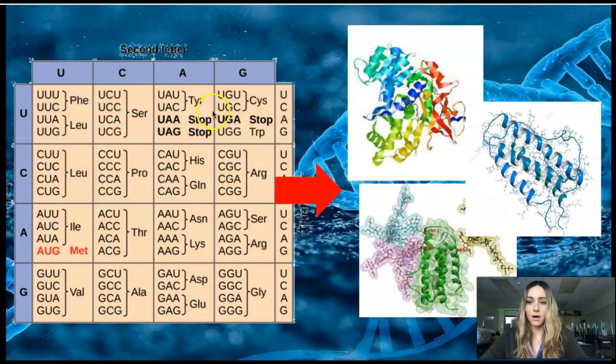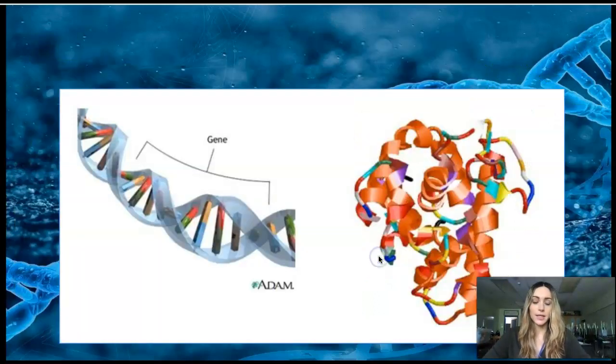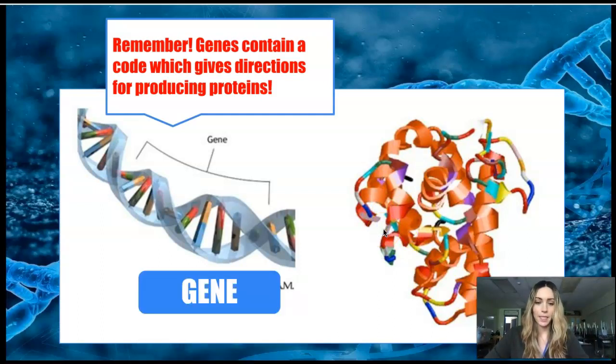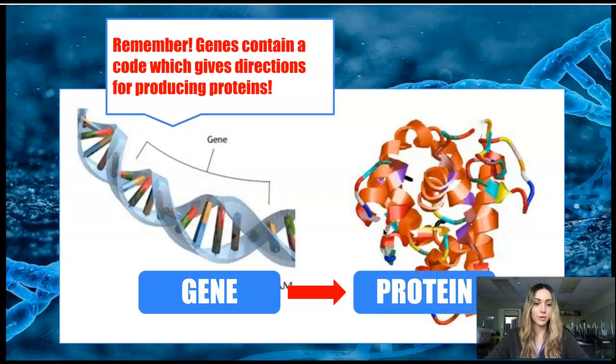Here we can see all of the different codes that we might see along the length of a gene. And we know that based on that code, the cells will know which protein to make. Here are just some examples of what proteins look like. Okay, so again, DNA, or our genes, contain a code which gives our cells directions to produce the proteins that the cell needs. So we go from gene, your cells will read that code and understand which protein to make, and eventually that is the protein that will be produced in that organism.